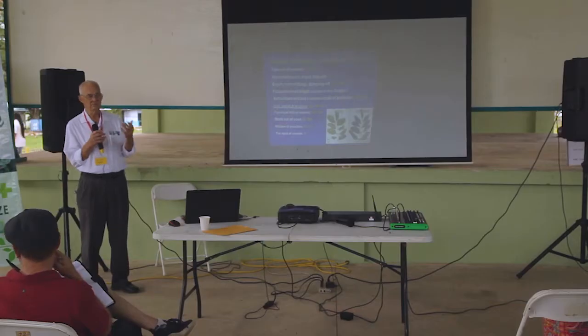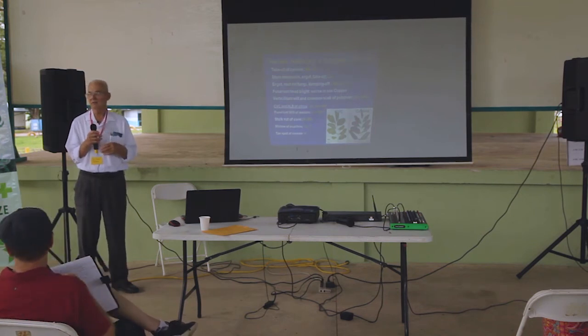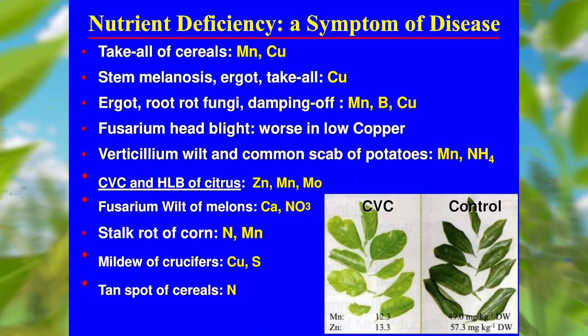The first thing we identified, well, the symptoms are of zinc and manganese deficiency. And so we started making some foliar applications. And you saw that the tree would green up, continue bearing, but we were out there every month spraying with manganese and zinc. So we needed something more permanent.